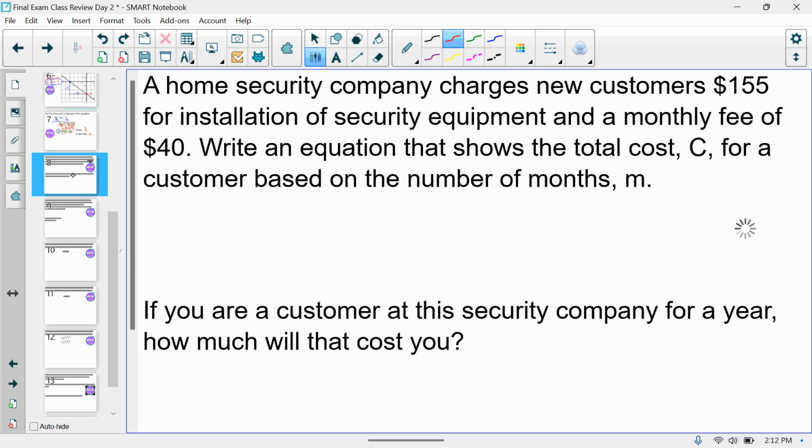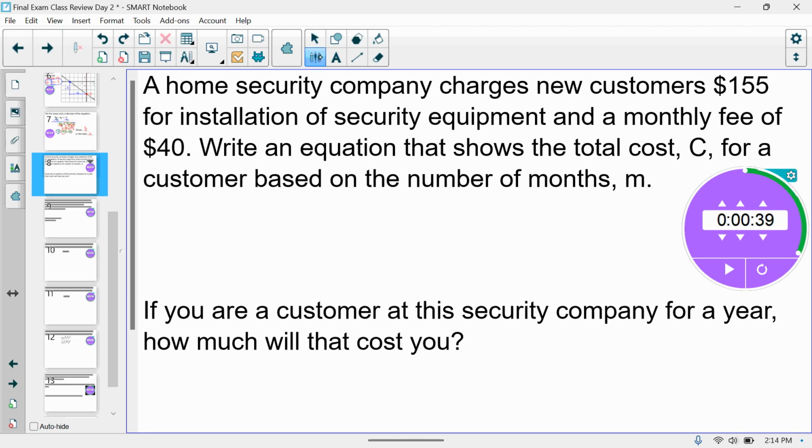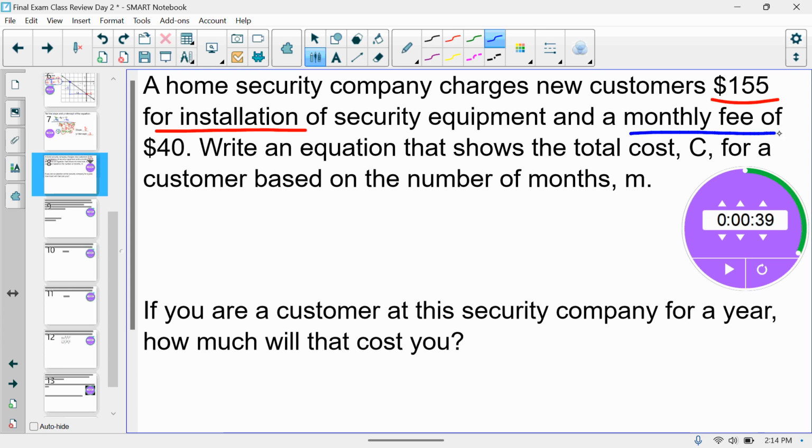All right, we have a story problem next. Go ahead and read through that carefully and try this one. All right, so we have a home security company charging new customers $155 for installation. So that's, you would just pay that one time. That's a one-time fee. But then there's a monthly fee of $40. So like every time a month goes by, you have to pay another $40. If another month goes by, you have to pay another $40, right?